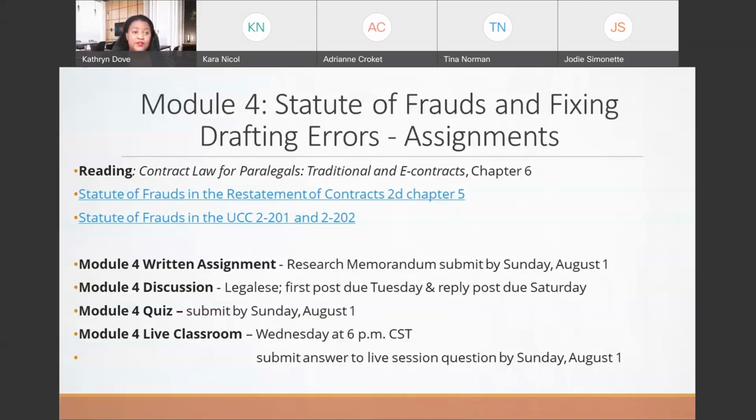So yes, the restatement of contracts is a scholarly treatise. It is not a primary source of law. What is a primary source of law, Adrian? That would be like the Supreme Court judgments, cases. You can find it in Lexis. Yes, cases.